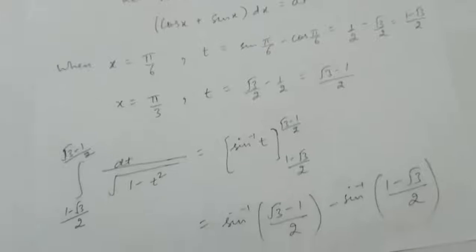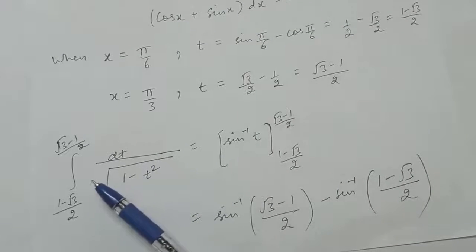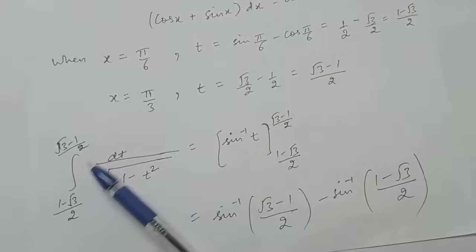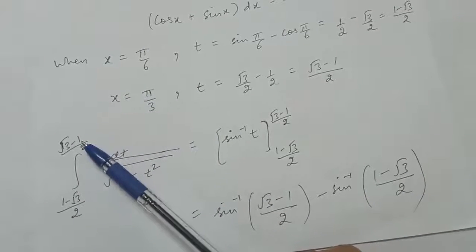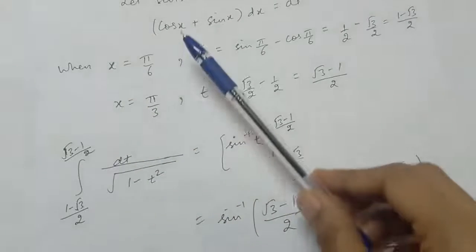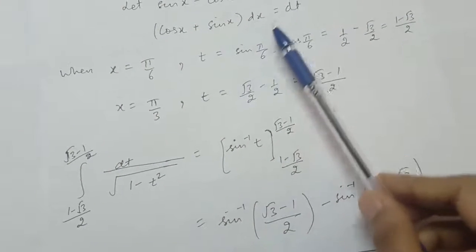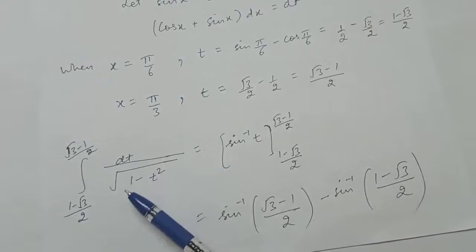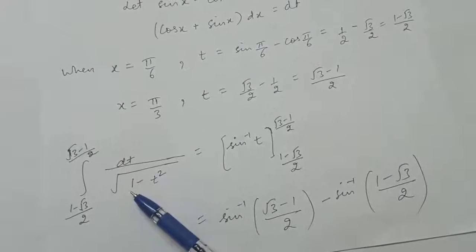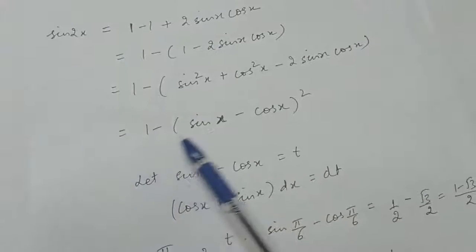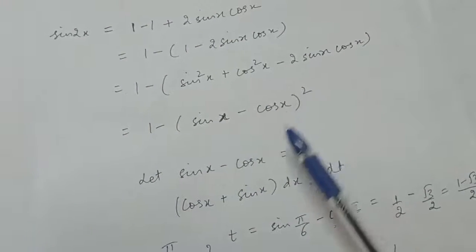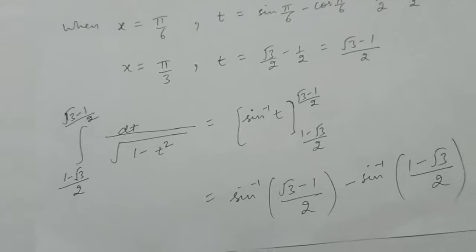So the above given integral will now become an integral with limits: when x is pi by 6, t is this, and when x is pi by 3, t is this. Now in place of (cos x plus sin x) dx, write dt, and in place of root sin 2x, write root of 1 minus t square. Why? Because sin 2x is 1 minus this square, and this we let as t. So root sin 2x will be root 1 minus t square.